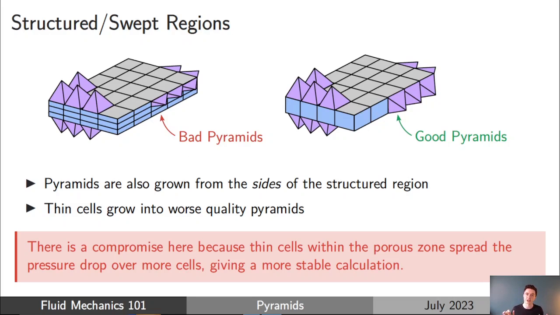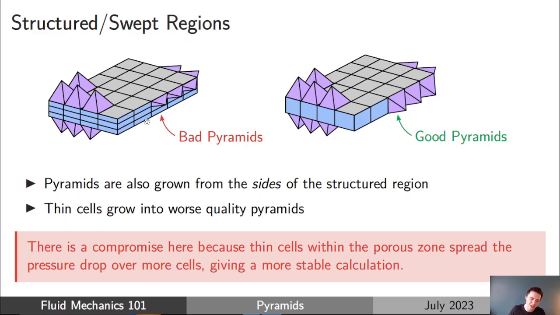So there's definitely a compromise here, and the way to do it when you're creating your own structured and swept mesh regions is actually have a look for yourself. Look at the mesh, look at the sides, and look at the pyramids. Do they have poor quality? Is the mesh generator complaining about them? Is it giving errors? Or if it's not, does it look okay?